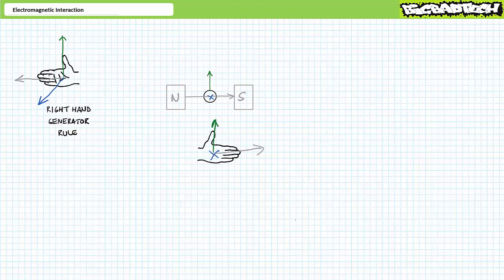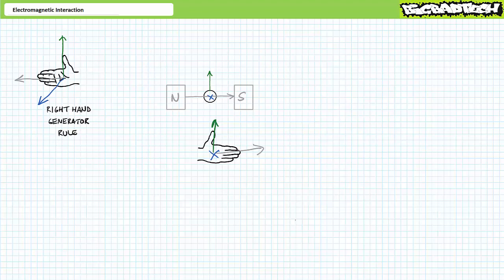Unless you've got a weird-shaped right hand, your right palm should be flat on the screen. This implies that voltage will be induced such that conventional current will flow into the screen. This is generator action. Generators use the interaction of magnetism and movement to create electricity.